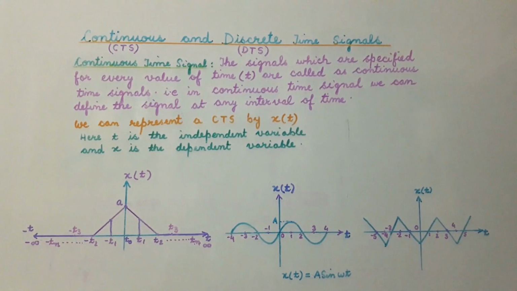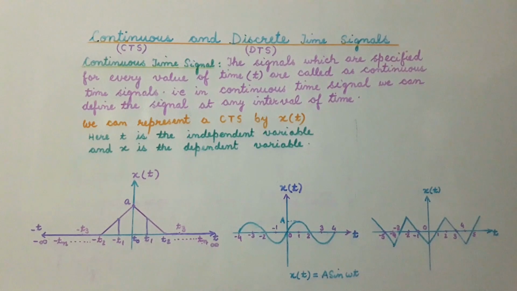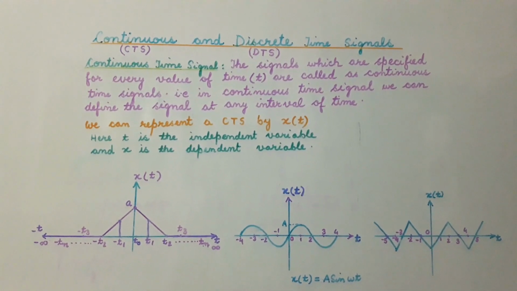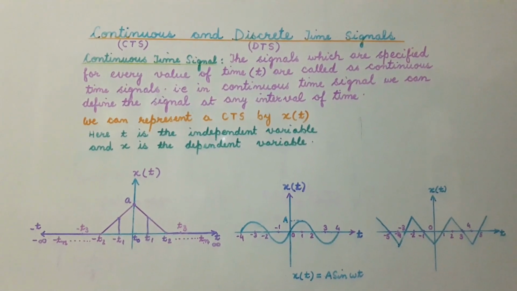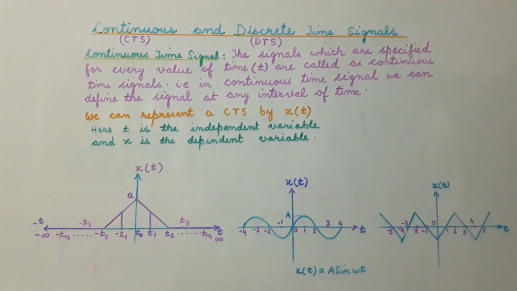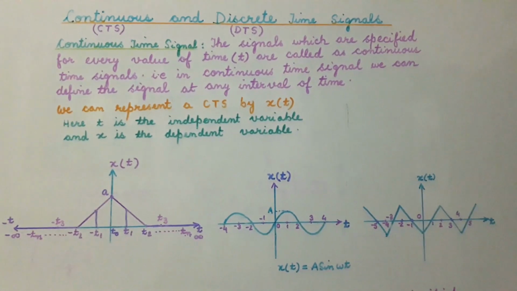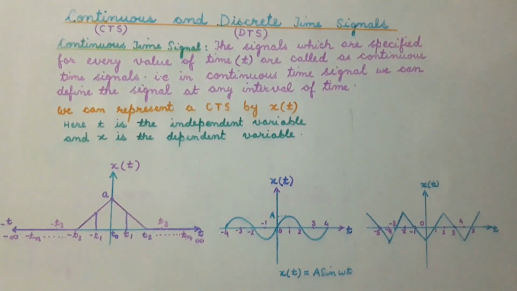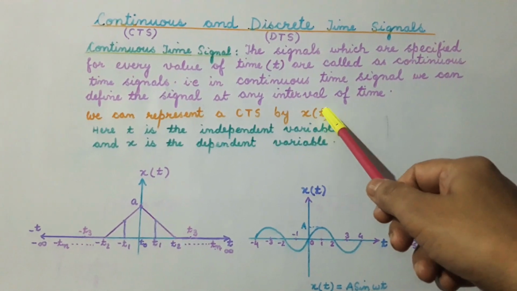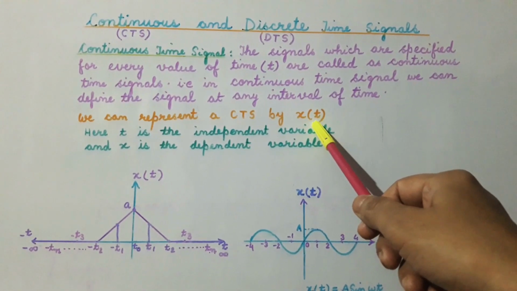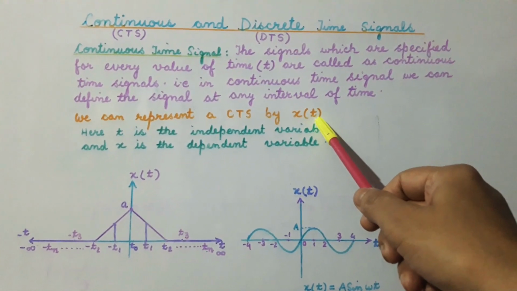The signals which are specified for every value of time t are called continuous time signals. That is, in continuous time signals, we can define the signal at any interval of time. Here, t represents the time. Now, these continuous time signals are represented by small x, inside the parenthesis small t, where x is the dependent variable and small t is the independent variable.